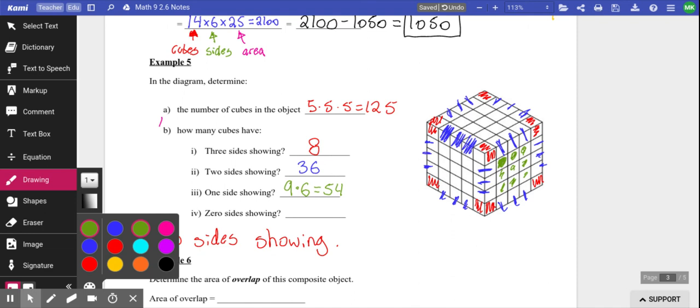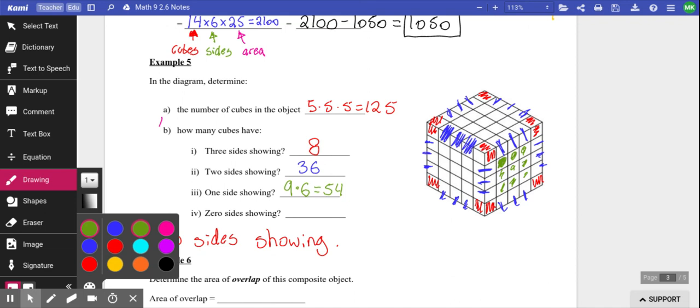How many cubes would have no side showing? 27. How'd you get 27? Joey. No, it says 0 sides and they'll say cubes. Oh, never mind, there's 9 by 6. Let's do no. How many cubes have 0 sides showing? There's 27 because if you go down from 27, you go 3 more lines. Yeah, so it's 9 by 6 again.